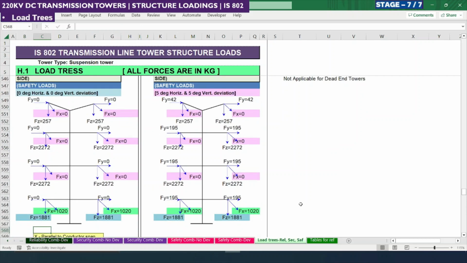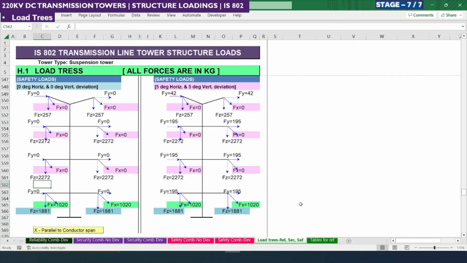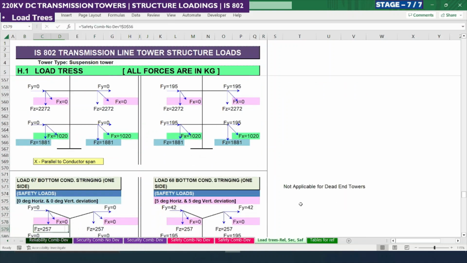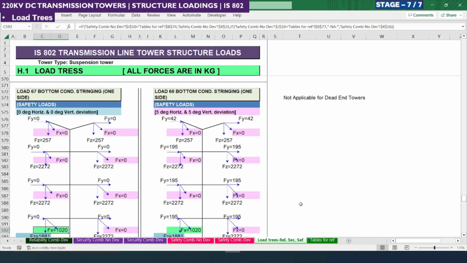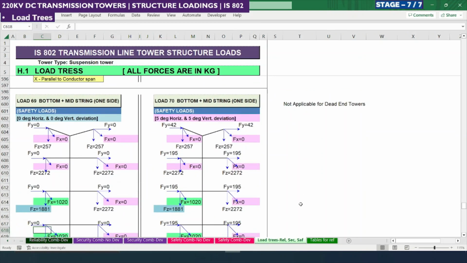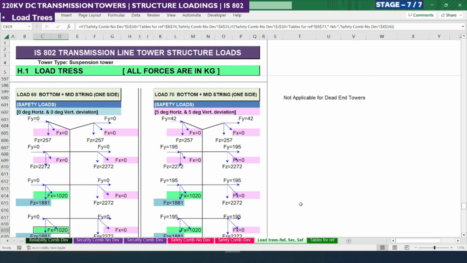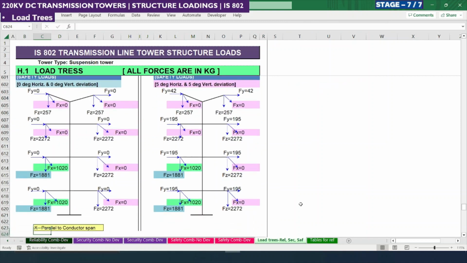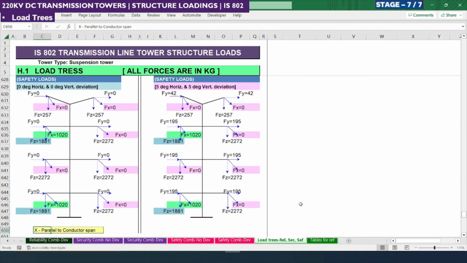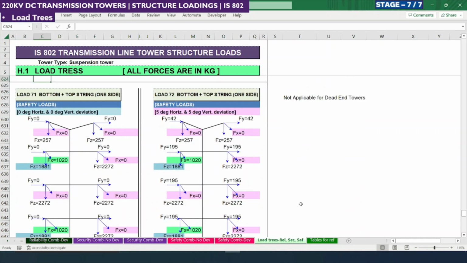Here it is lower or bottom conductor stringing in both sides, and these two cases are bottom conductor stringing in one side, left side. This is bottom plus mid stringing in one side, as we had seen in security cases, similar to those cases. And this one, load 71 and 72, are one side stringing of bottom and top.